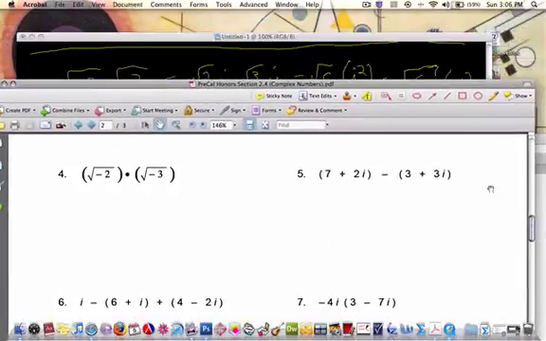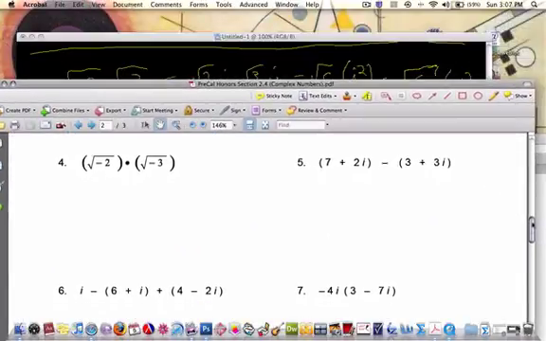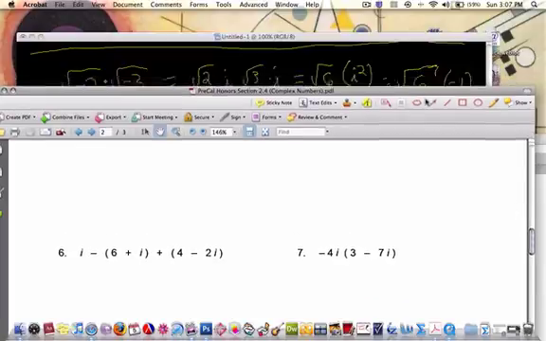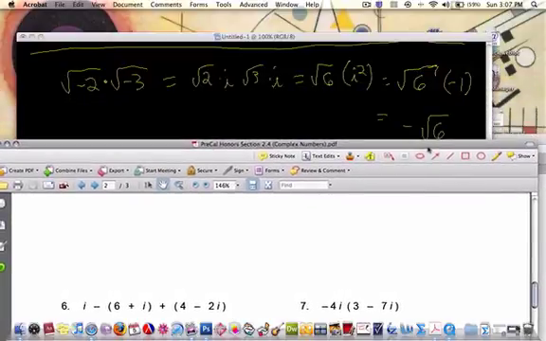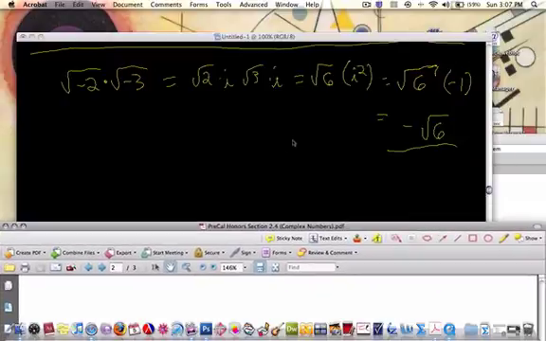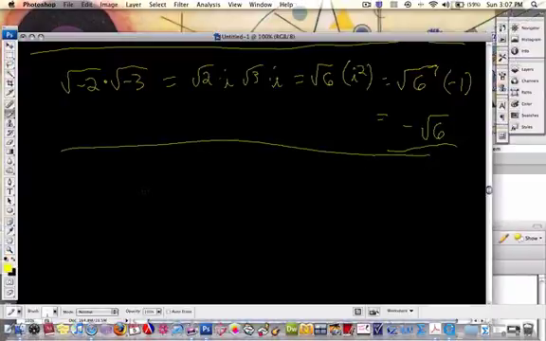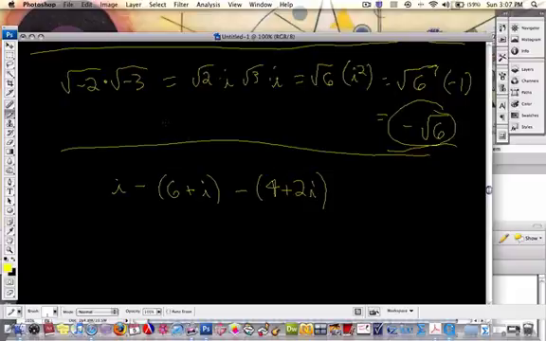Let's continue on. Let's skip 5 because it's very similar to 6. Let's look at 6. i minus 6 plus i plus 4 minus 2i. So this is just adding and subtracting complex numbers. Oh, and I guess if we wanted to write this in standard form, technically we could say negative square root of 6, that's a real number, plus 0i. But negative square root of 6 is fine.